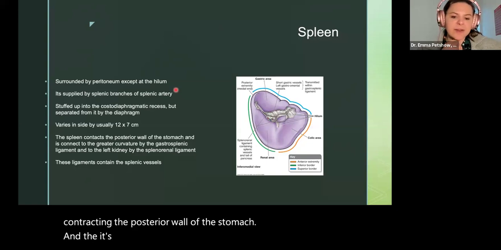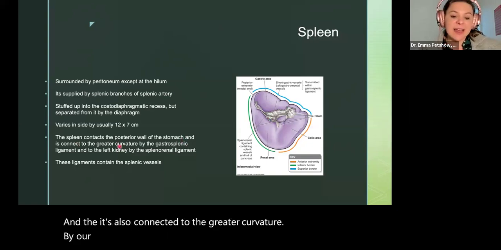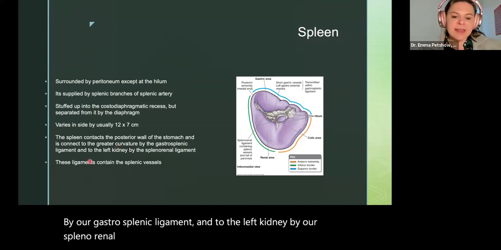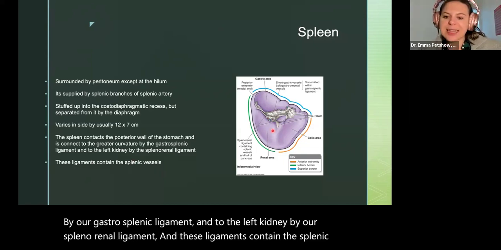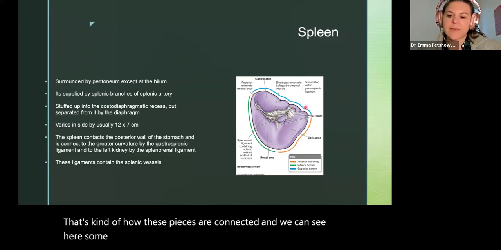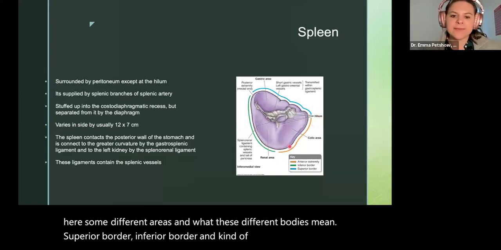connected to the greater curvature by our gastrosplenic ligament, and to the left kidney by our splenorenal ligament. These ligaments contain the splenic vessels. That's how these pieces are connected. And we can see here some different areas and what these different borders mean: superior border, inferior border, and the anterior extremity portion.